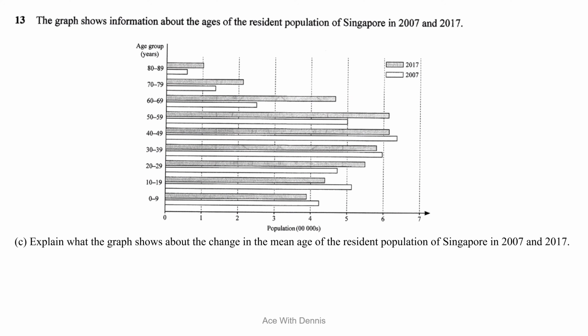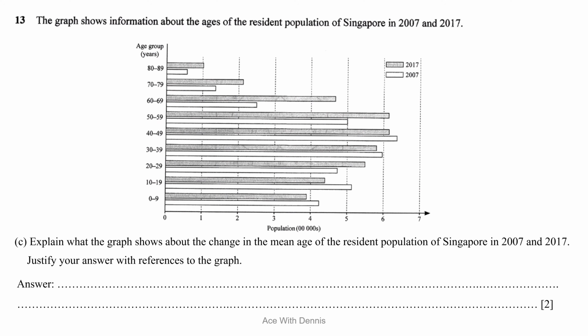C. Explain what the graph shows about the change in the mean age of the resident population of Singapore in 2007 and 2017. Justify your answer with references to the graph. 2 marks. So now let's compare. The first age groups they want to compare will be the senior age group, which is above 50 years old. So look at the graph. All the gray bars are longer than the white bar, which means the number of population for age groups 50 years and above in 2017 is more than in 2007.